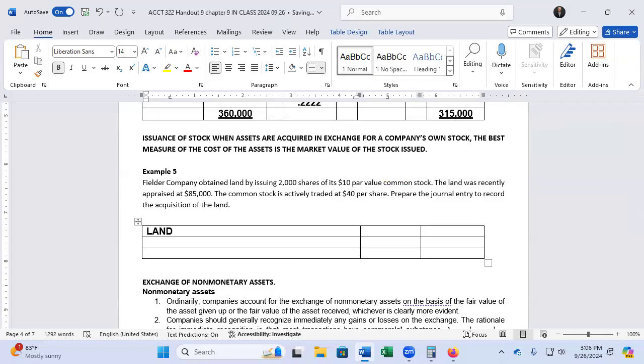So this would be land. And what they did was they issued 2,000 shares at $40 market value. And so that's $80,000. Then you have common stock at par. So 2,000 times 10, that's 20,000. And then you have paid in capital, common stock, for the difference of 60,000.